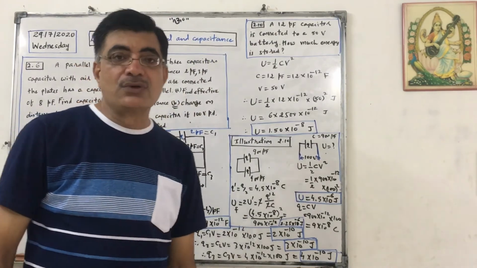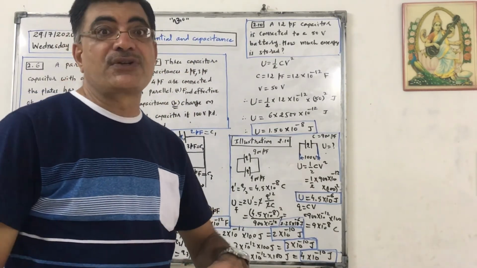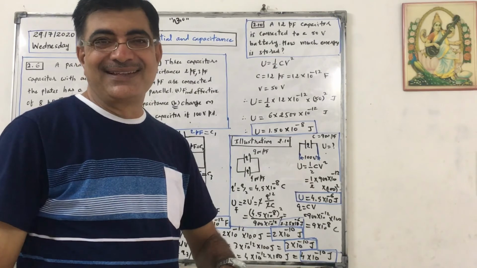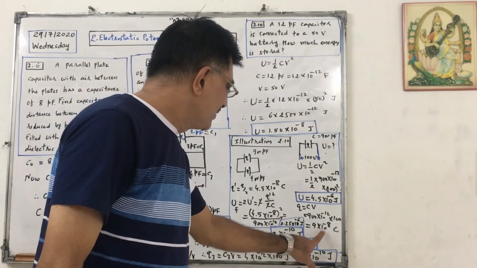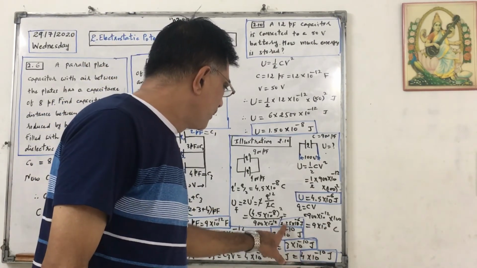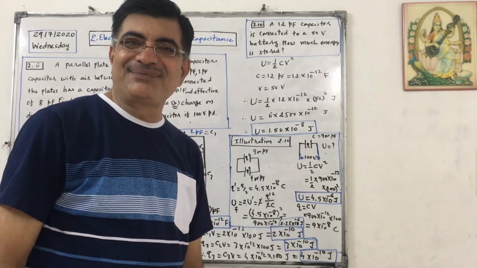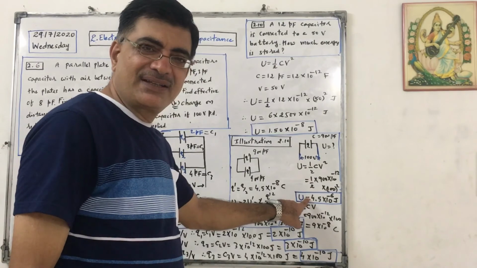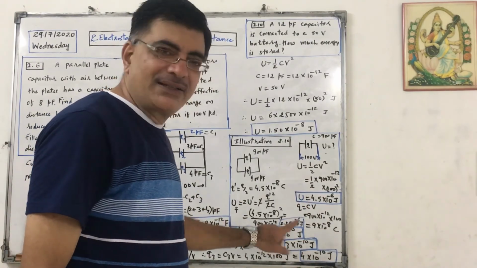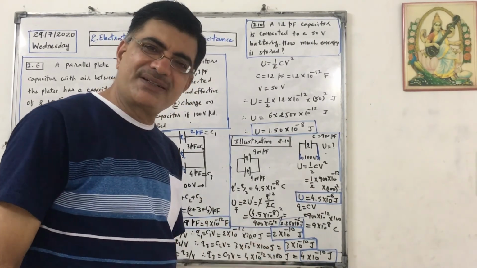If they ask you how much energy is lost in this process, then you have to just subtract this 2.25 from this 4.5, because this was the initial energy stored, this is the final energy stored, and you have to just subtract.